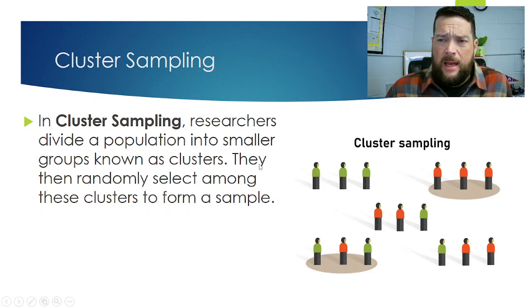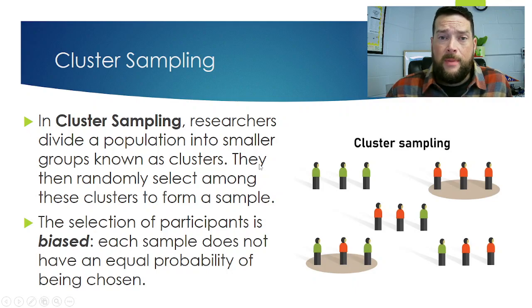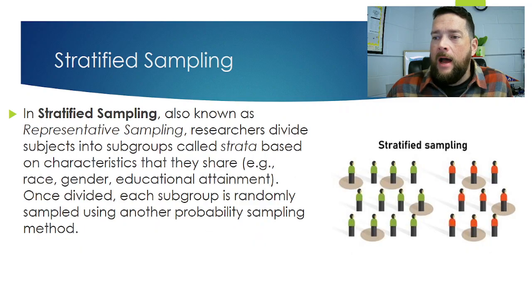Cluster sampling is considered biased, because it's not completely fair. Not every person in the population has an equal probability of being selected. It's a whole lot less biased than convenience sampling, but it's still somewhat biased. And the like is with stratified sampling.